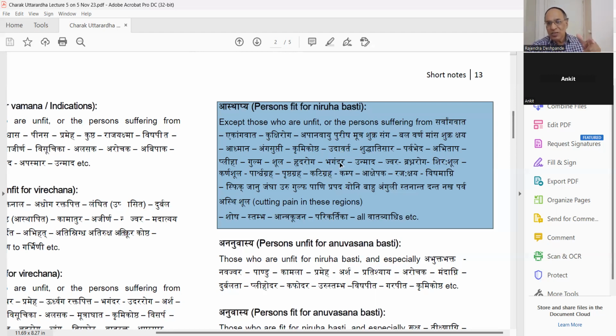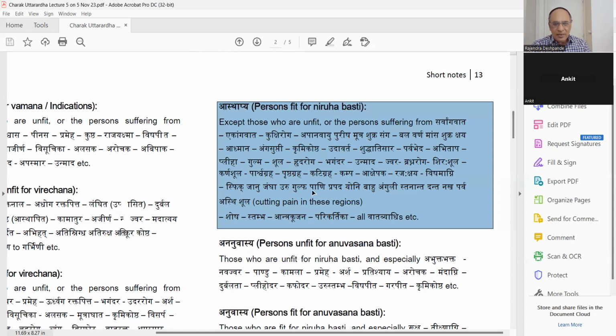Bhagandara, just now we discussed Kshara Sutra, fistula in ano. Unmada, hysteria, mental problem. Jvara, fever. Shirashula, migraine attacks. Karna Shula, ear pain. All types of pain in the body. You just write down the organ and Shula. So you will get the marks, because the Niruha is for Vata dosha.